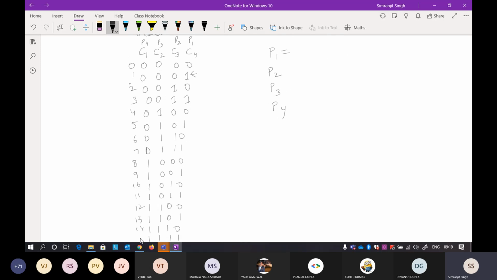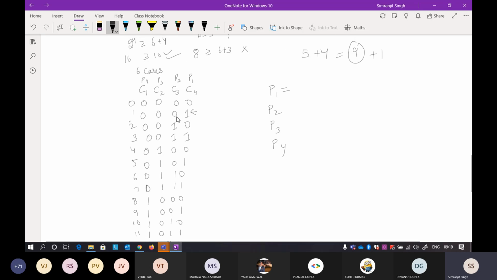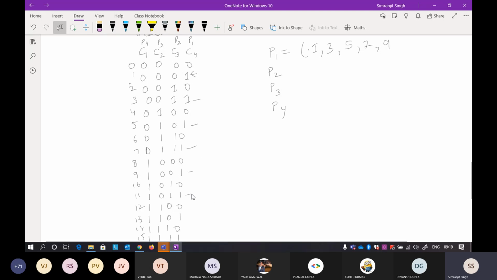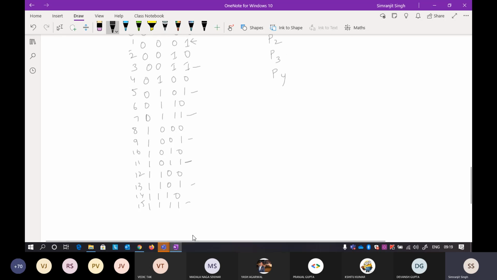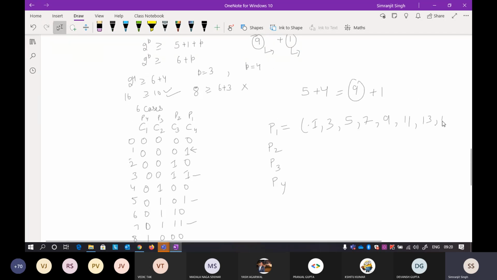12, 13, 14, 15. Okay, so if you check it, P1 will be at the 1 position, then the 3rd position, then the 5th position, then the 7th position, and then the 9th position. Actually, we do not need to go further than 9, but if you want to, you can. That is at the 11th position also, and then the 13th position. If you check, it is just the odd numbers here. It is also at the 15th position.